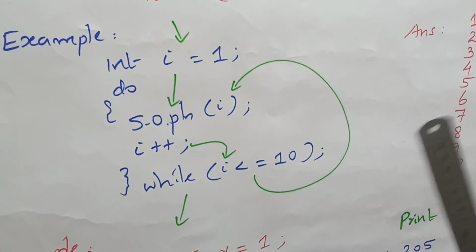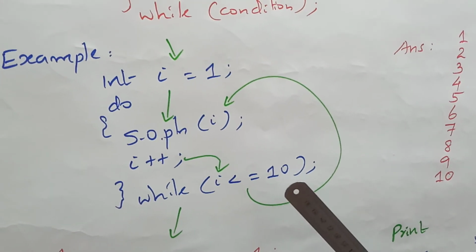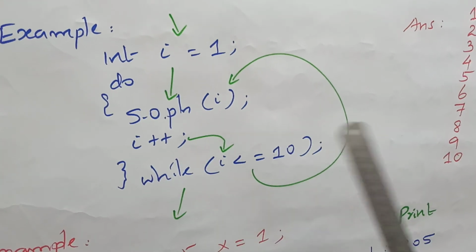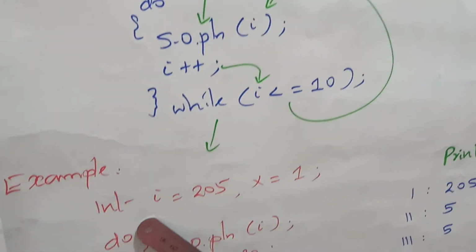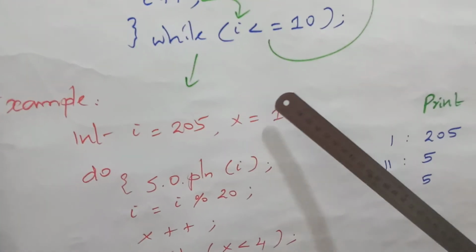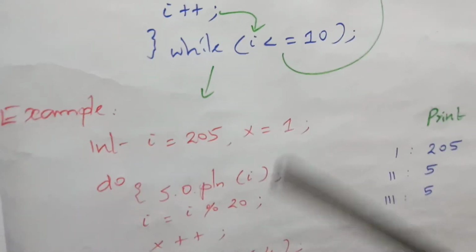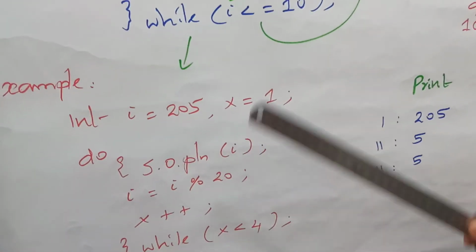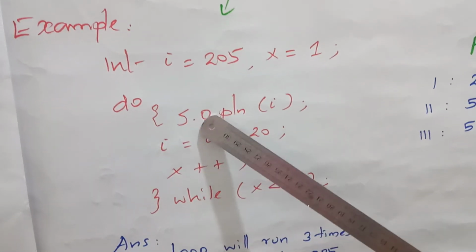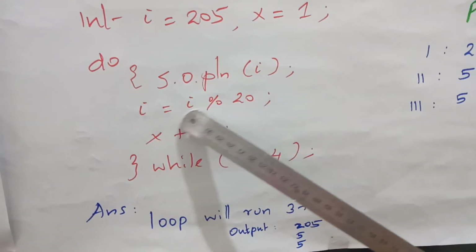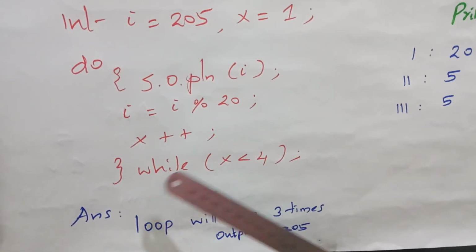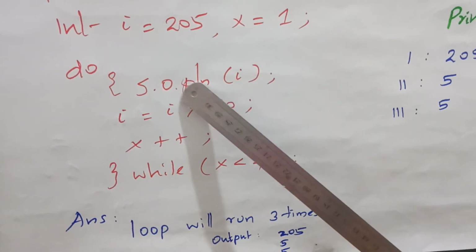Always remember, in do while the condition is checked at exit time, and in the while loop the condition is checked at entry time. Now one more example: int i equal to 205, x is equal to 1. In this code you have to find out how many times the loop will run and what the output of this code is. Now do, SOP print i, i equal to i mod 20, x plus plus, then while x less than 4.